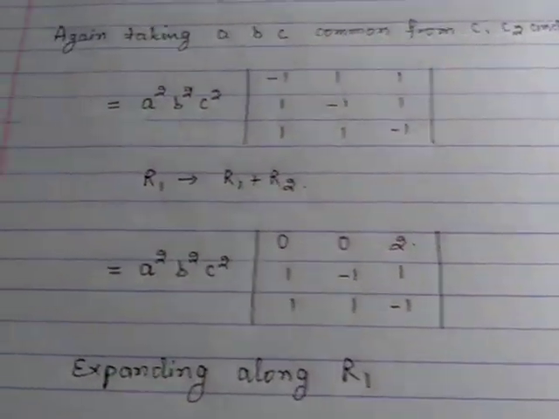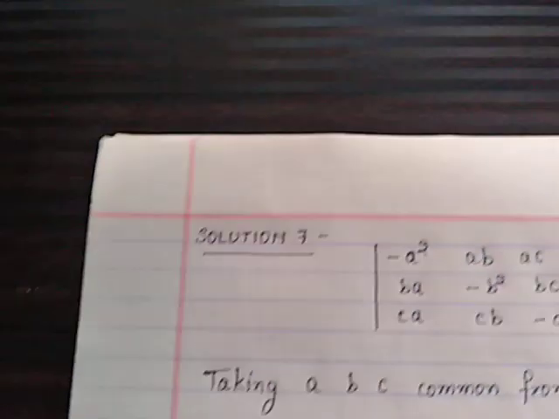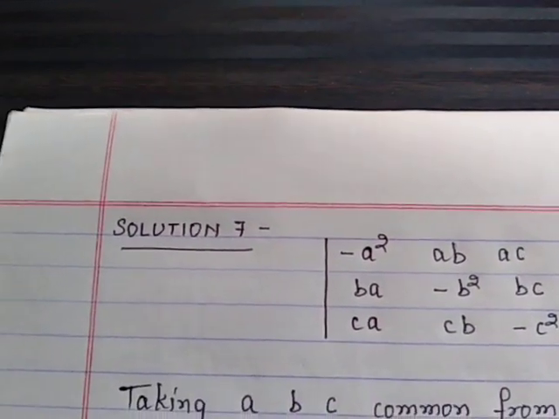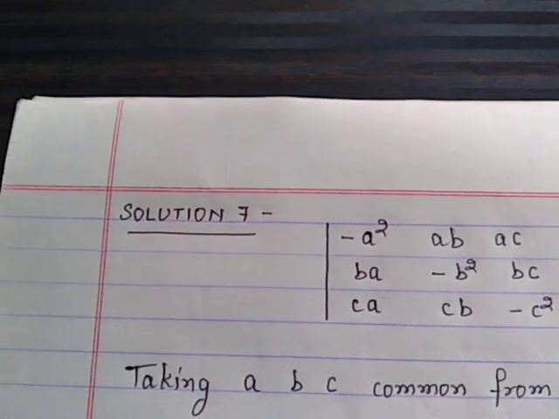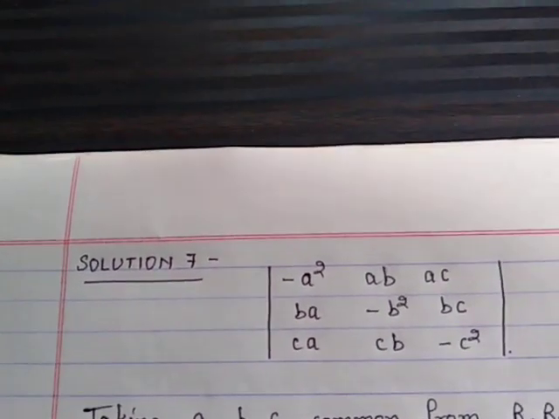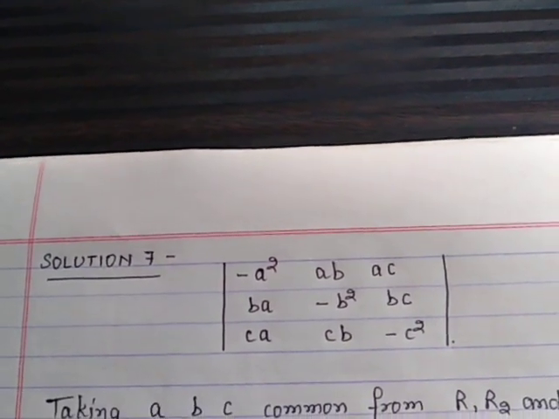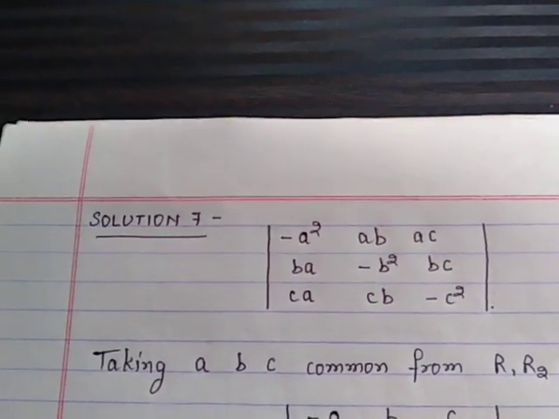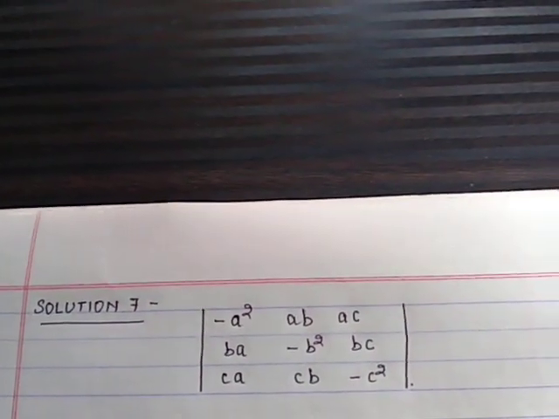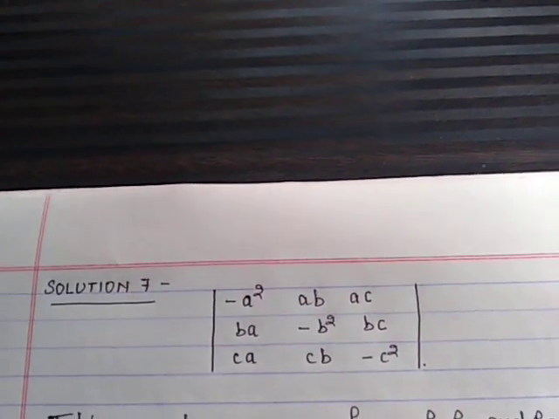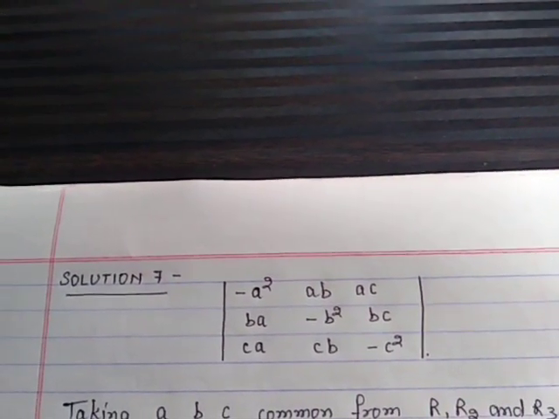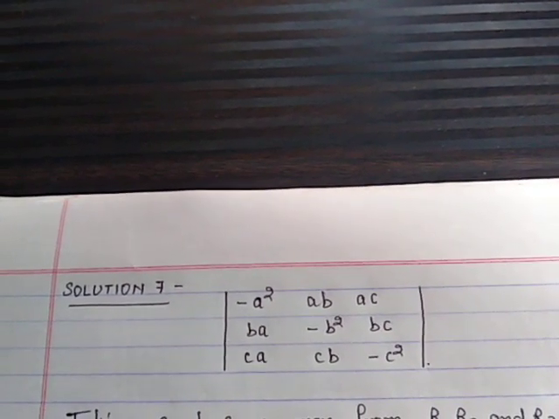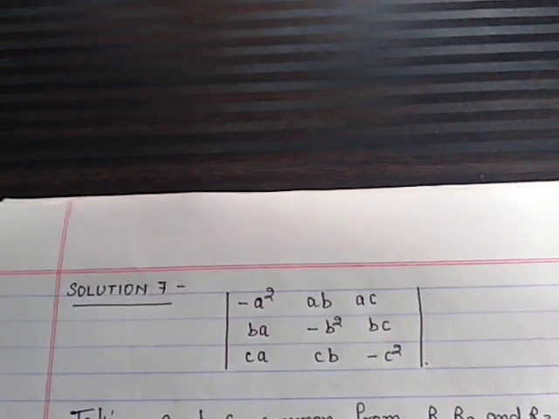Now come to question number 7, which is a 4 marks question. Questions number 6 to 14 of NCERT are 4 marks questions. Now the question is, by using properties of determinants, show that this determinant equals 4a square b square c square.